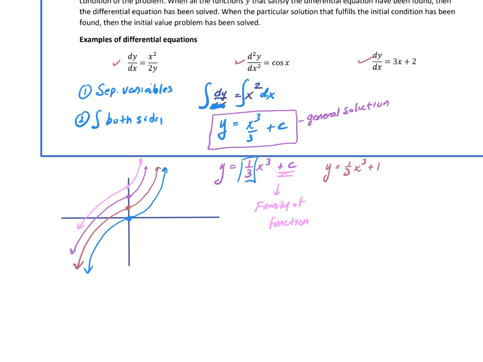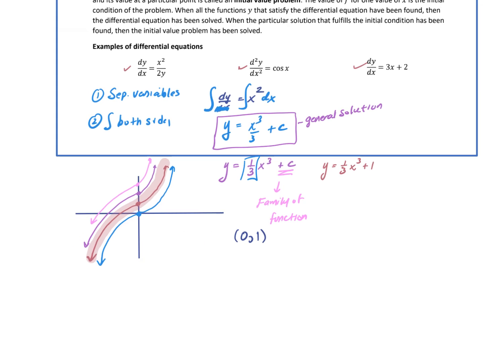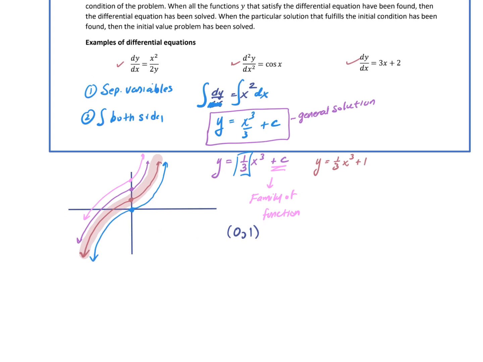But if I told you to solve the differential equation that runs through the point, let's say (0, 1), well, then it becomes very specific. Then I am specifically talking about this graph here. And I would want you to find the solution to that graph. And we could simply do that by just plugging in and solving for c.